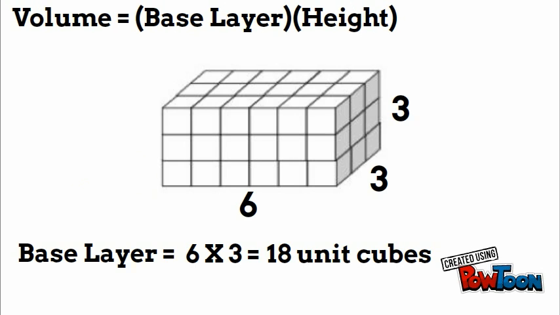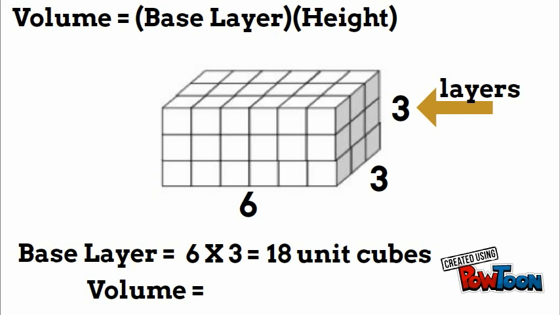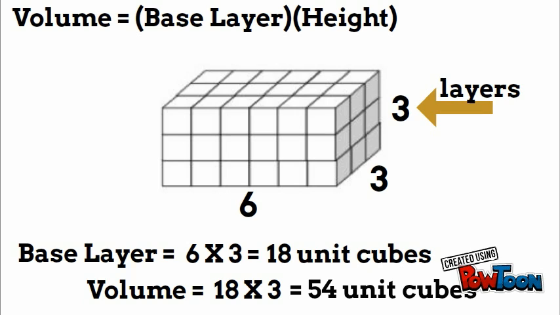Now that I know my base layer is 18 unit cubes, I look at the height, which tells me how many total layers there are, 3 layers. So the volume will be 18 times 3, because 18 are in my base layer and there's 3 total layers. So 18 times 3 gives me 54 unit cubes, which is my volume.